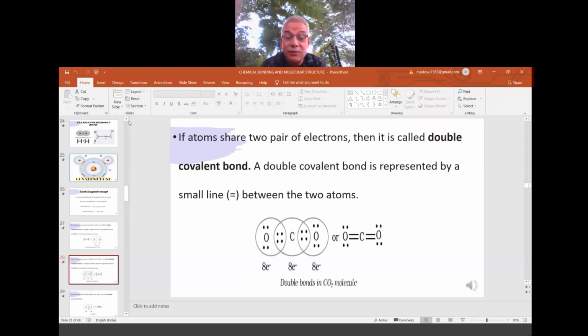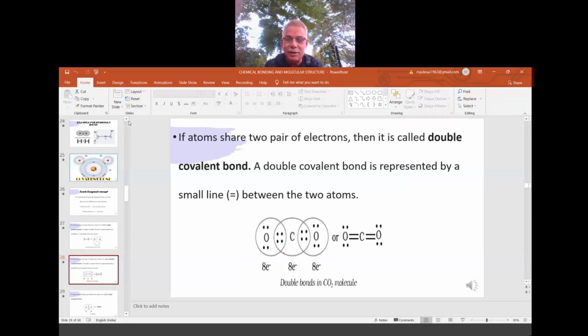If two pairs of electrons are shared, that happens in the case of what? Carbon dioxide. Carbon has 4 valence electrons, so on this side you put 4, and 2 electrons come from each oxygen. So they have gone for double bond formation, because one pair gives a single bond and two pairs give a double bond.